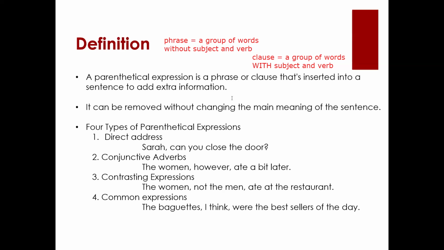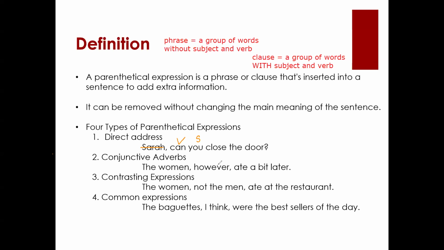Now, what are our four main types of parenthetical expressions? The first one is direct address. So let's look at the example. Sarah, can you close the door? So a lot of students often end up thinking that Sarah is the subject, but no, it's directly addressing a person. It's more like an interjection, right? You can cross out Sarah. You can see that you is the subject, can close is the verb.